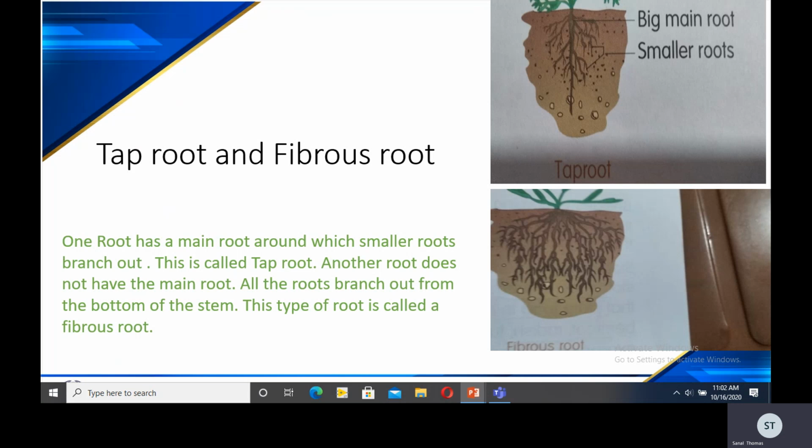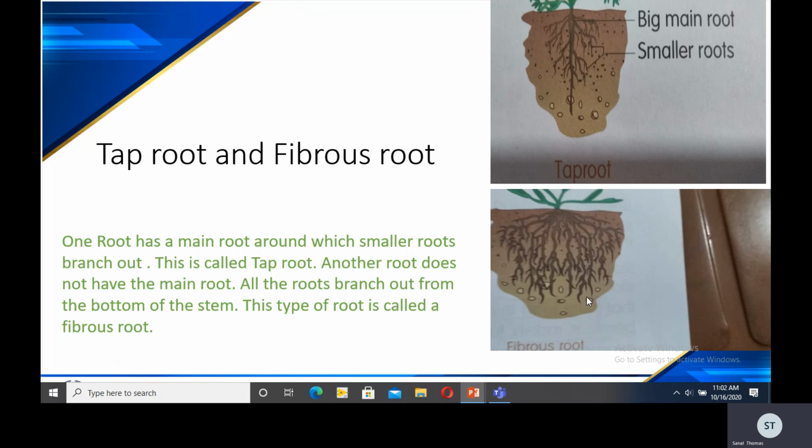Now coming to the classification of roots. We can classify roots into two types. They are taproot and fibrous root. So here you can see the picture of a plant that has a taproot, and here another plant that has a fibrous root.